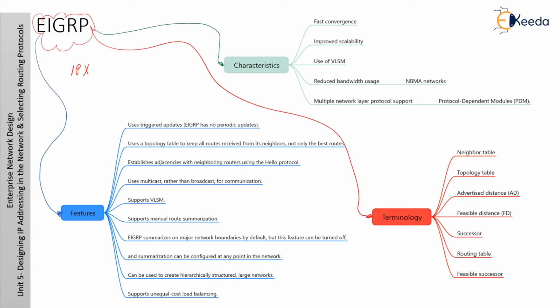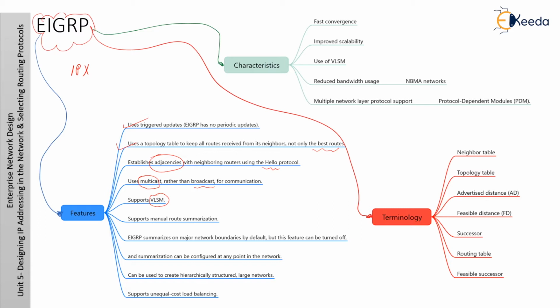So EIGRP features include, first thing, it uses triggered update. EIGRP has no periodic update. Then it uses a topology table to keep all routes received from its neighbors, not only the best route. Okay, so it keeps all the record of routes, establishing adjacencies with the neighboring routers using Hello protocol. It uses multicast rather than broadcast for communication. It supports VLSM. What is VLSM? Variable length subnet masking.